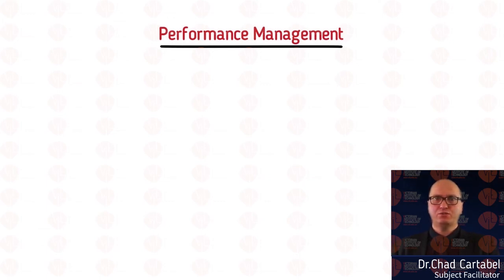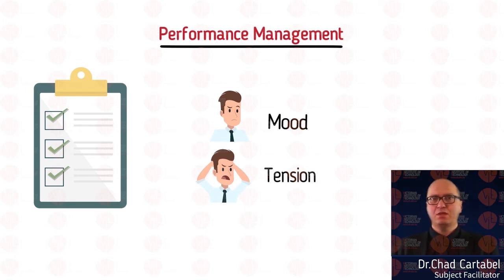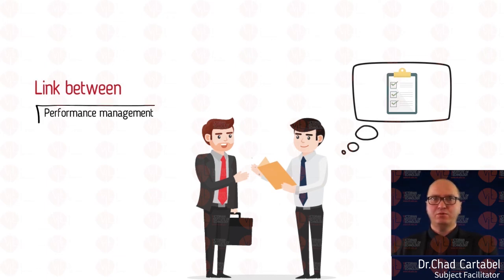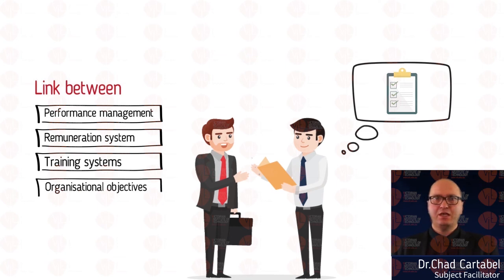Performance management relates to not only evaluating employees, but also trying to evaluate them with the intention of improving their performance. And that's where most performance management falls short. Managers think of performance management as a way of telling employees their marks or their performance only. And it's not that. There has to be a link between performance management, remuneration system, training systems, and organizational objectives. And unless this link is established, a system of performance management will not work.